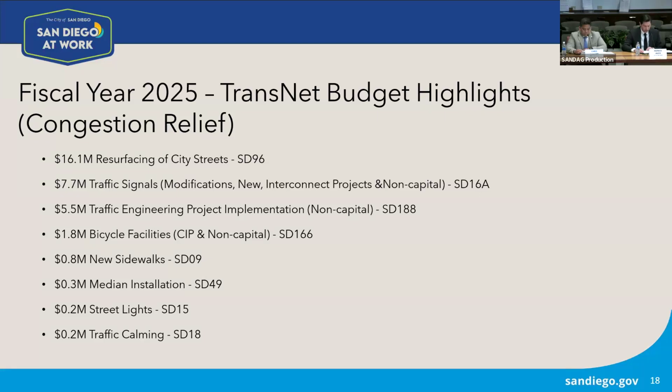0.8 million for new sidewalks, 0.3 million for median installations, 0.2 million for streetlights, and 0.2 million for traffic calming measures. The funding is allocated based upon estimated expenditure needs for each project during the upcoming fiscal year and takes project status, phase, priority, and equity factors into account.